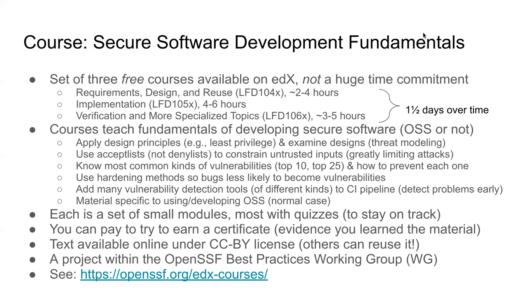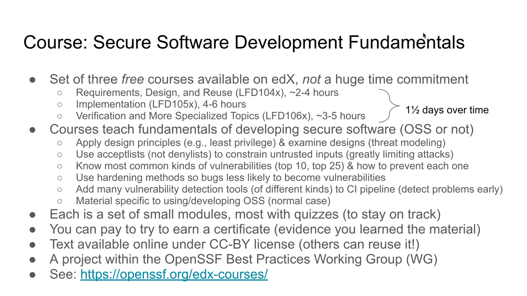What are the design principles for security? Things like least privilege, how to apply those, how to examine designs, how to use accept lists and not deny lists to constrain untrusted inputs. If you're taking inputs from someone you can't trust, you should be very, very strict on what you accept. Define very strict patterns of the only input values allowed and just reject everything else. This is incredibly effective on limiting a lot of attacks.